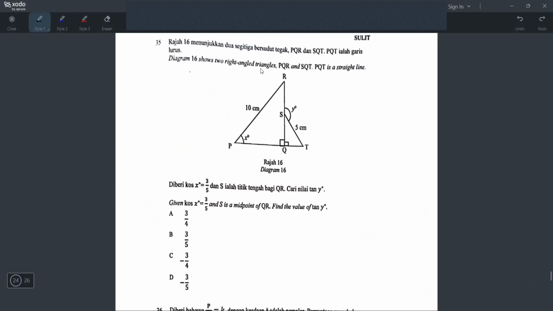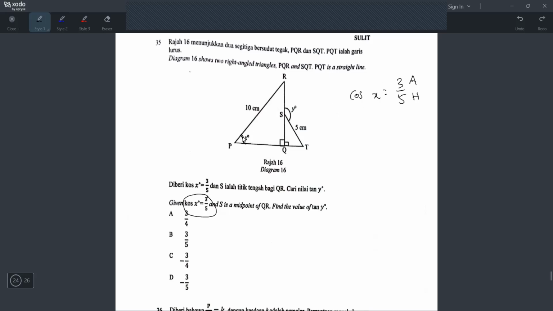35. Diagram 16 shows two right angle triangles, 90 degrees, PQR and SQT. PQT is a straight line. Okay, no problem. So definitely this is trigonometry, because of the right angle triangle. Given cos x is 3/5. Okay, what is the cos formula? Cos is adjacent over hypotenuse. But let's go and find the angle x first.